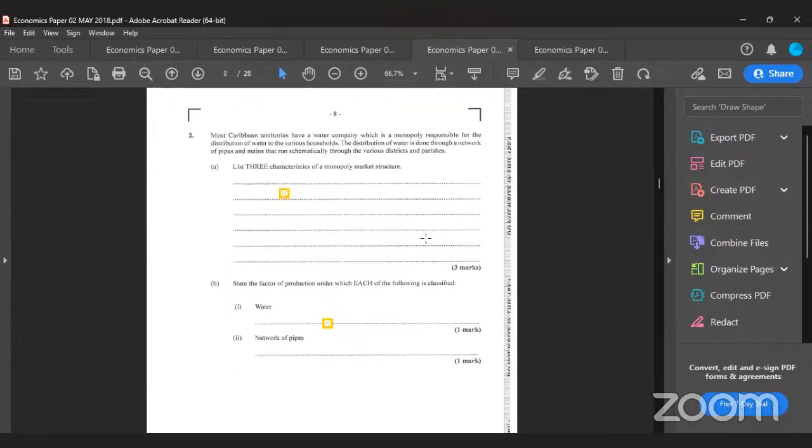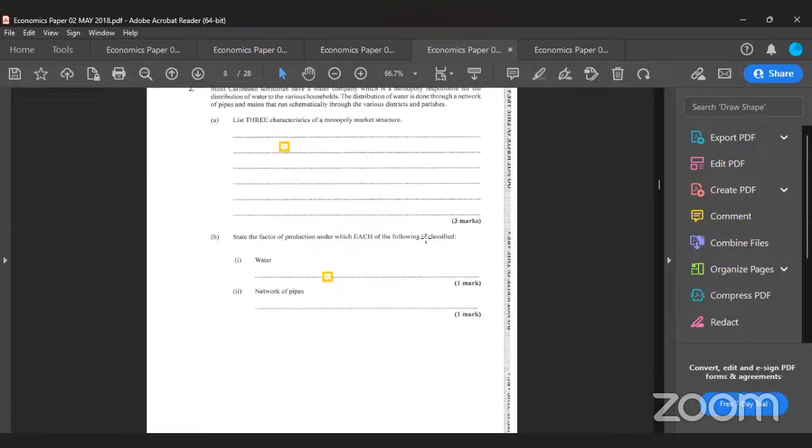Secondly, they asked us to state the factor of production under which each of the following is classified. It's a bit different from the questions that we have seen before. However, we know that water is an example of land in terms of factor of production, and a network of pipes is an example of capital, right? So if you buy a plot of land and it has a stream on it, that stream would be included in your land. For the network of pipes, that refers to machinery that you use to make the production process more efficient. All right. So let us press on and continue.